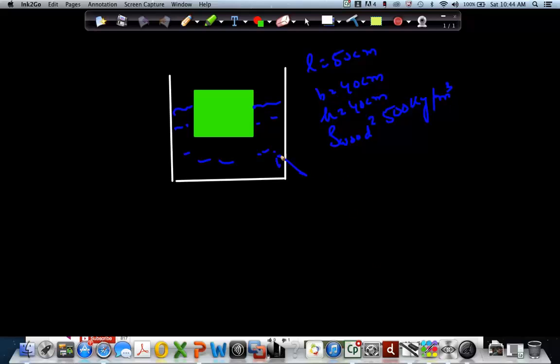So this is the wooden block. The length of the wooden block is 50 centimeter, breadth is 40 centimeter, height is 40 centimeter. The density of wood is just the same as the last problem, 500 kilogram per meter cube, right? But it is floating in kerosene. So I want you now to find, what should you find? You have to find the density of kerosene for sure, right?